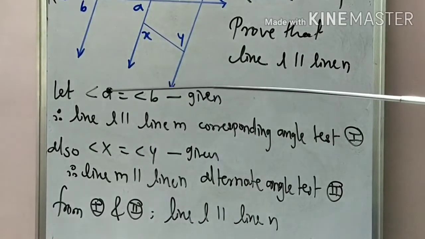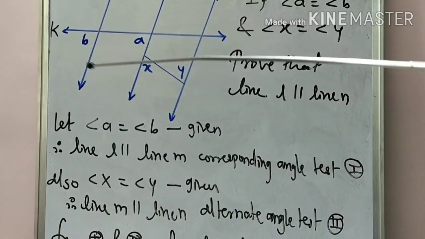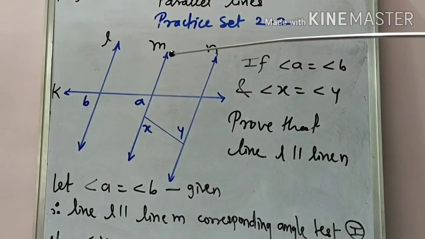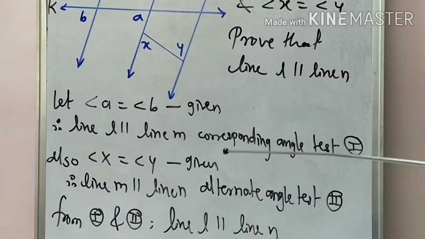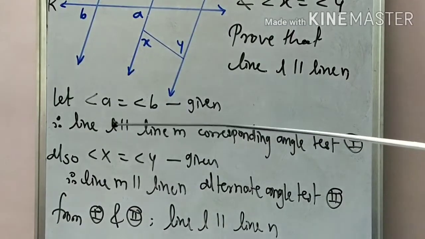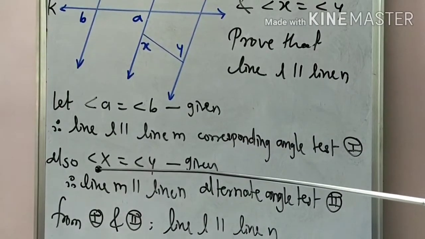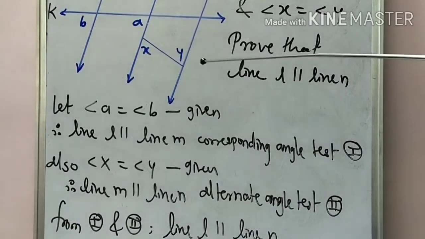It is given that angle A equals angle B, but as we notice here, these two angles are what? Corresponding angles formed by these two lines L and M and the transversal line K. So according to the corresponding angle test, line L is parallel to what? Line M.